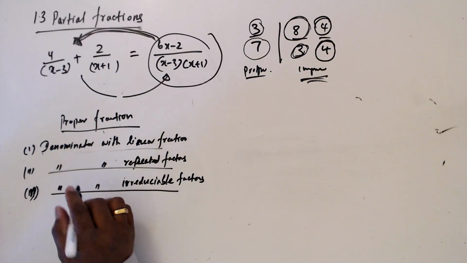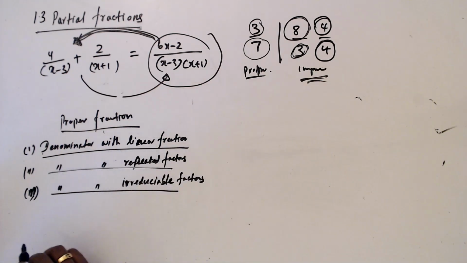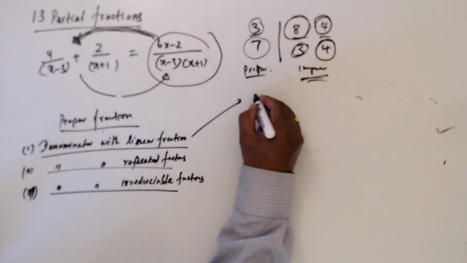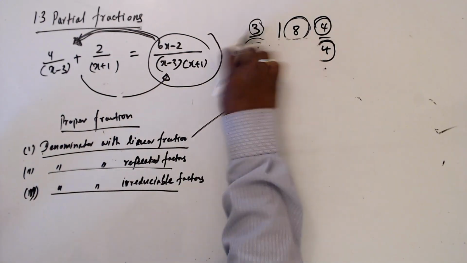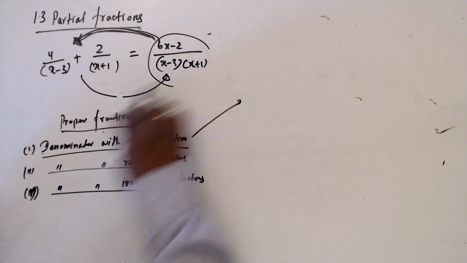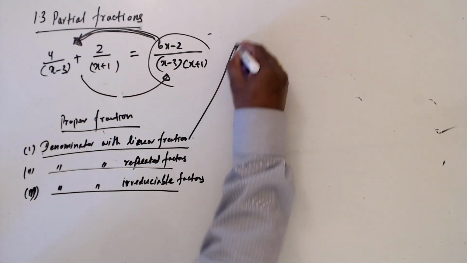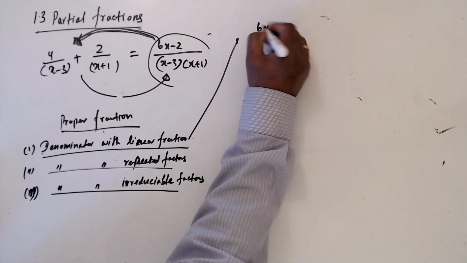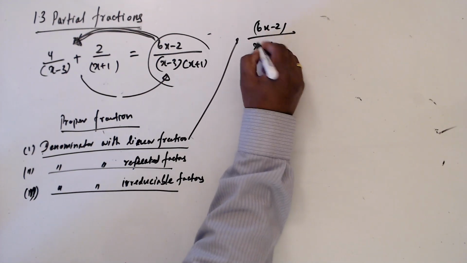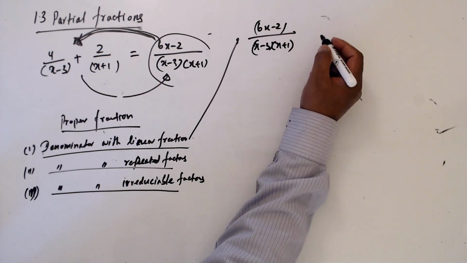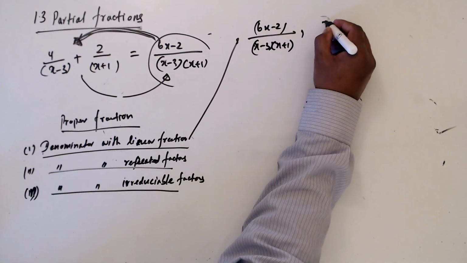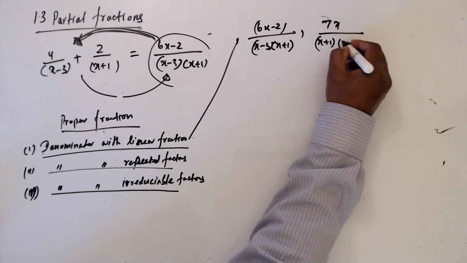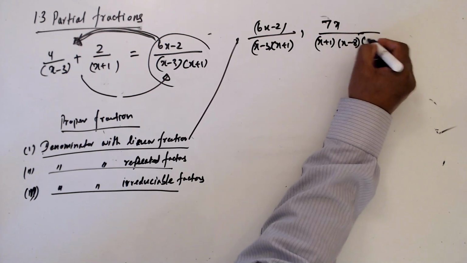Denominator with linear factors. So this is the denominator with linear factors. I will rewrite 6x minus 2 over x minus 3, x plus 1. Another one, 7x over x plus 1, x minus 8, x plus 100.